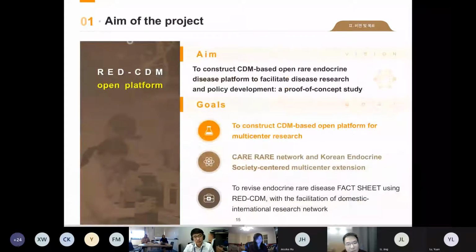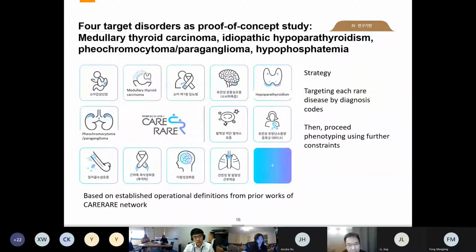So the aim of this project was to construct a CDM-based open rare endocrine disease platform to facilitate disease research and policy development. And this is a proof of concept study because many experts advised us not to do rare endocrine disease in APAC CDM or a common data model platform, because it is somewhat hard to capture this rare endocrine disease by the current data structure. I'll go into that later.